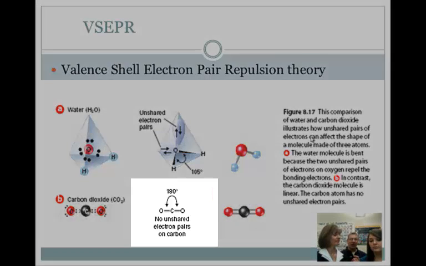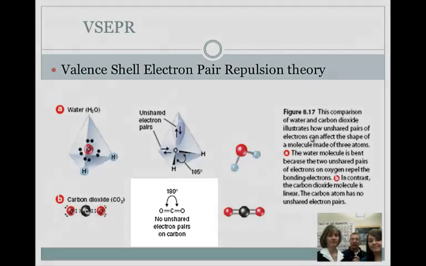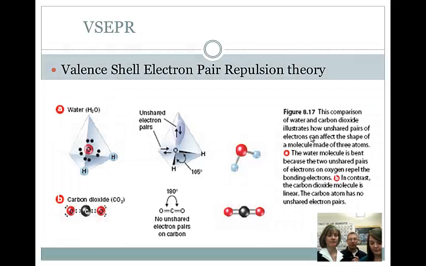In carbon dioxide, you'll notice that on carbon, there are no unshared pairs of electrons to squeeze those bonds any closer than they already are, so you end up with a 180-degree bond angle, creating a linear molecule.